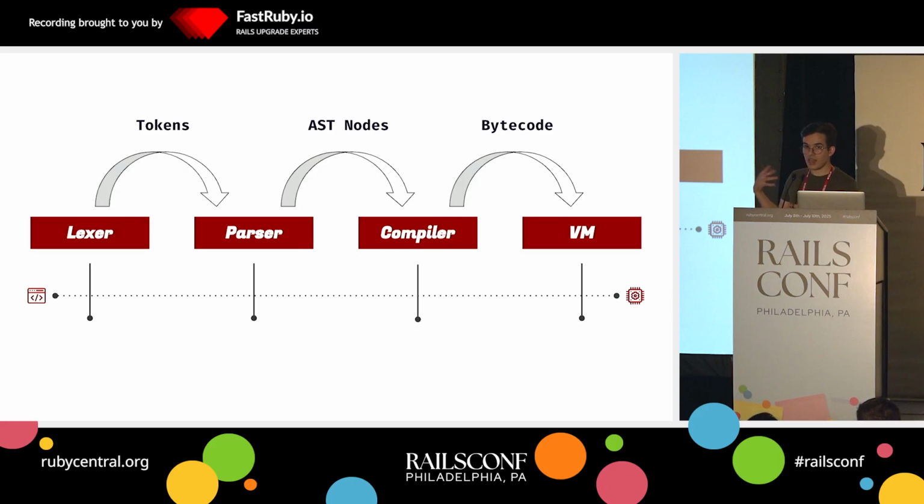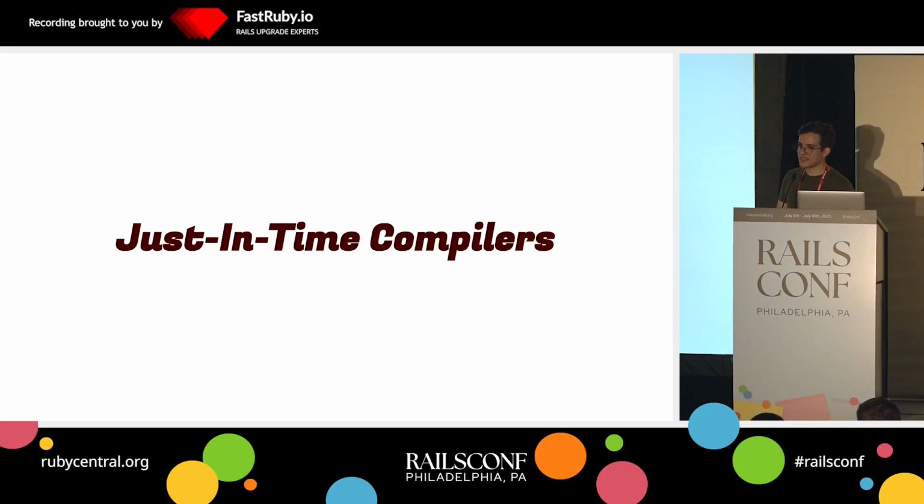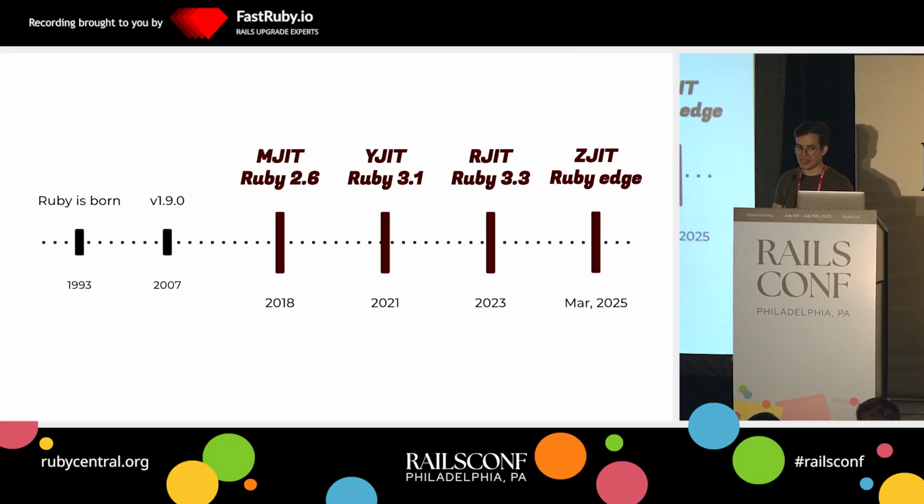So in a nutshell, that's how Ruby works since 1.9, until we introduce JIT compilers. And at this point, there's a lot of them. There's 4 JIT compilers at this point in Ruby's history.